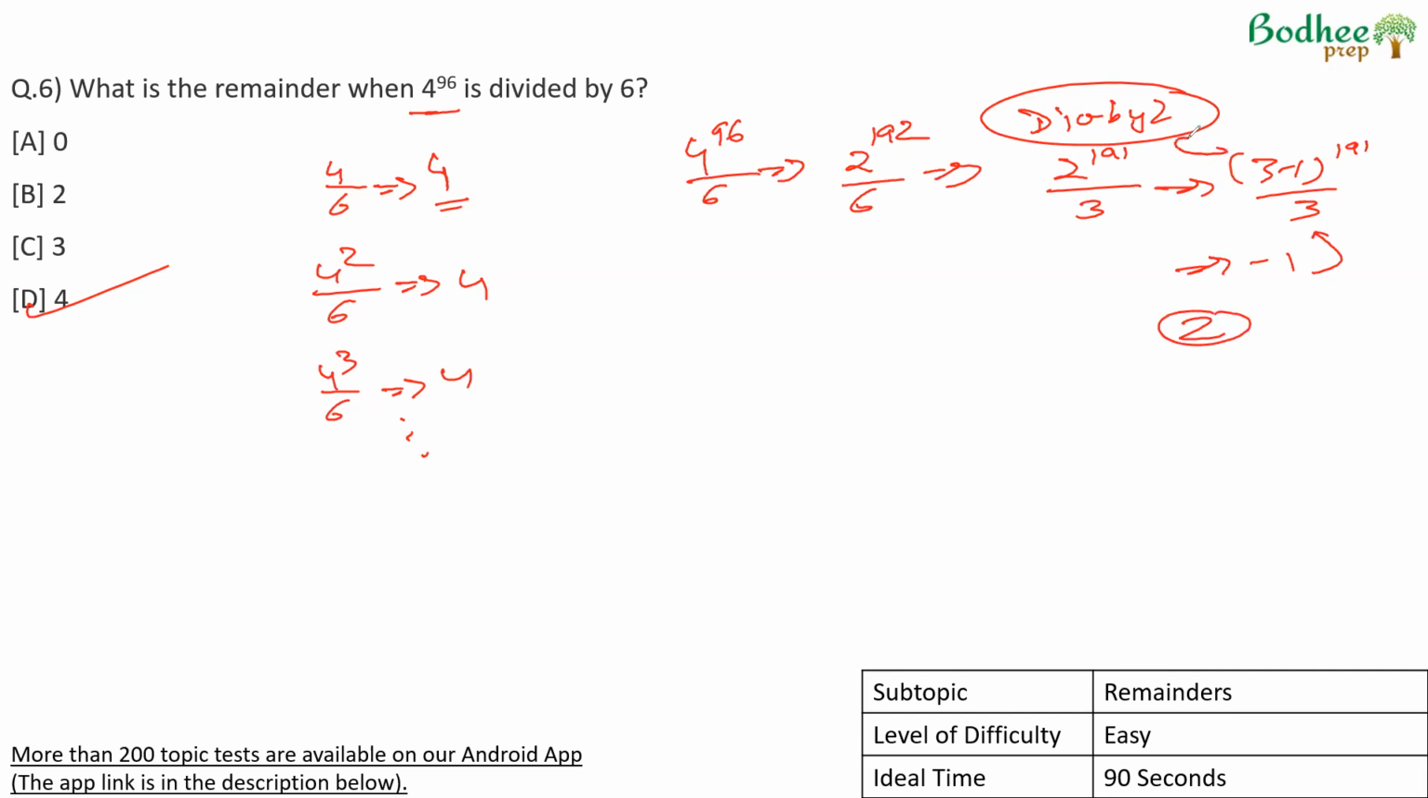Since we had divided by 2 to reach here, to go back to the normal question, we will multiply the remainder by 2 as well. And the overall remainder will be 4. But again, I'm just using the pattern that any power of 4 divided by 6 gives a remainder of 4, and therefore a minute and a half to get the question done.